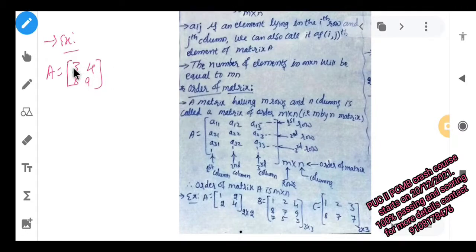So see here, I am going to draw one horizontal line here, next another horizontal line. So total 2 horizontal lines, so that 2 I am going to write.